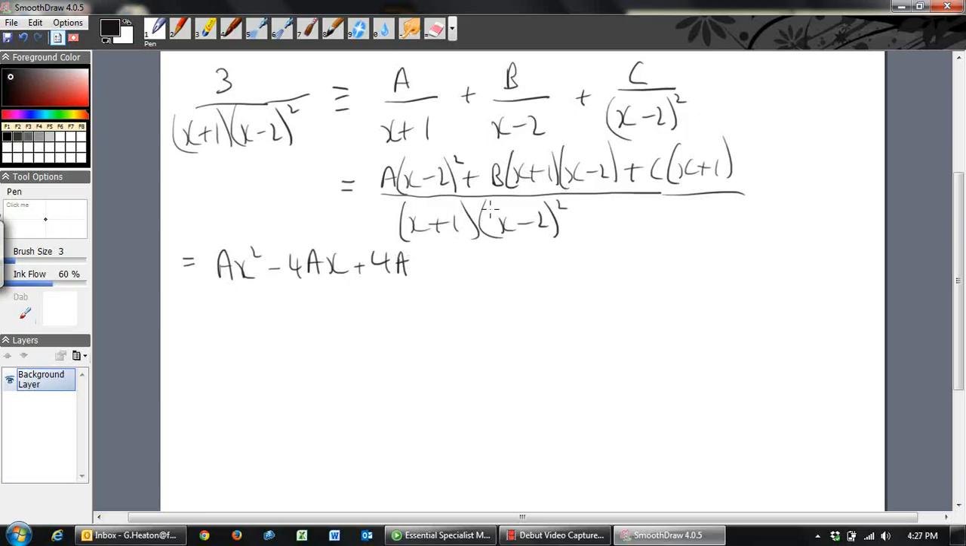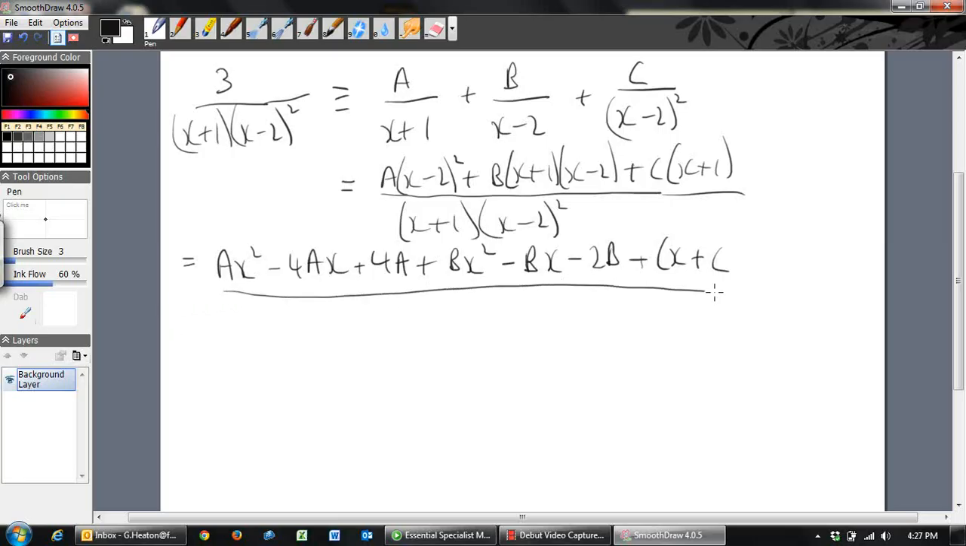Here, what will we get? We'll get x squared, so it will be bx squared, and we're going to get negative 2x plus x, and so that will be negative x, so negative bx, and then 1 times negative 2 is negative 2, so negative 2b, and here we're going to have plus cx plus c, okay, all over this.